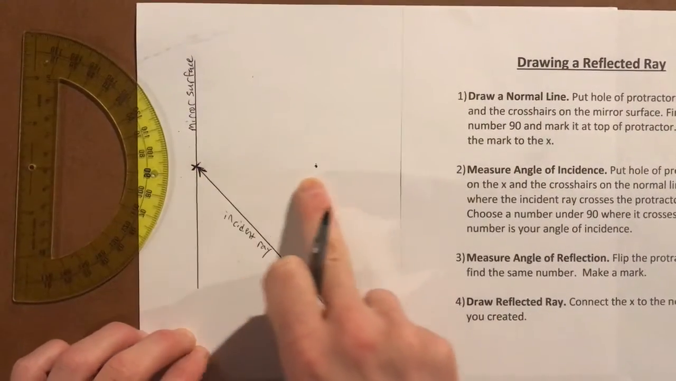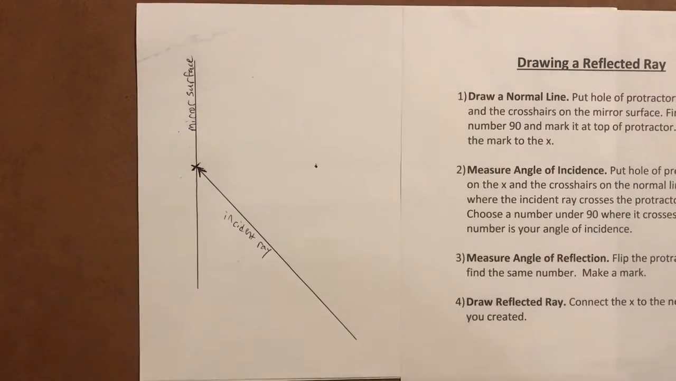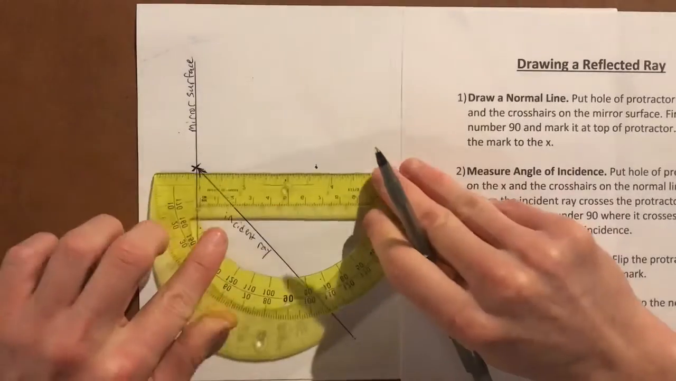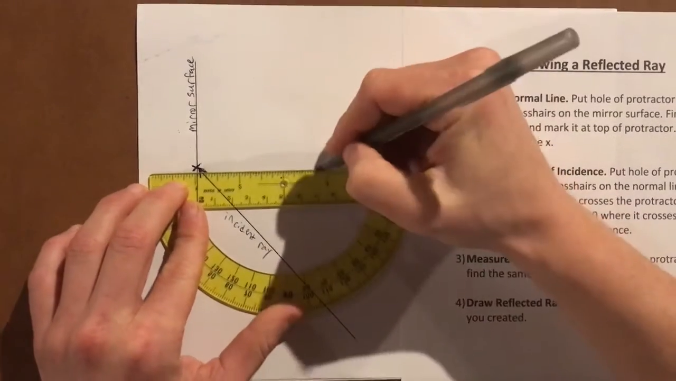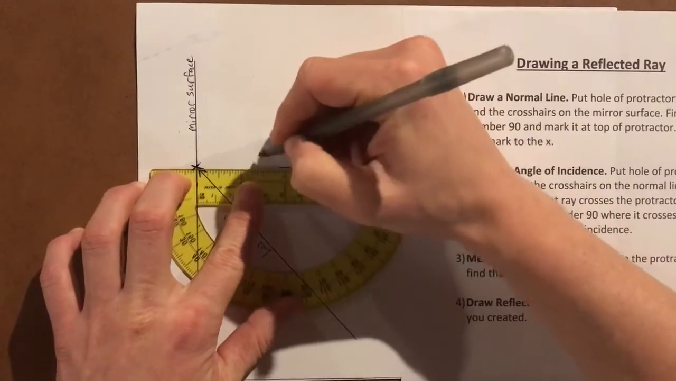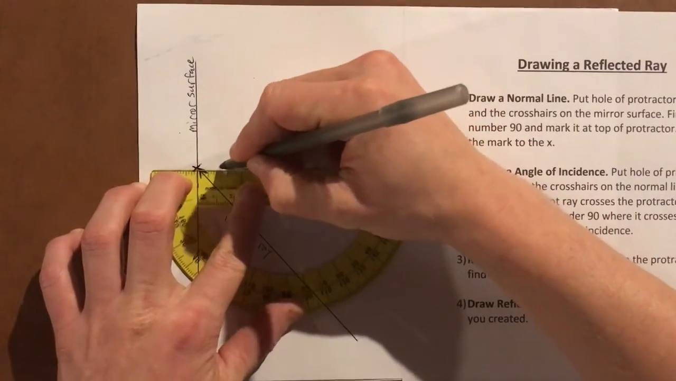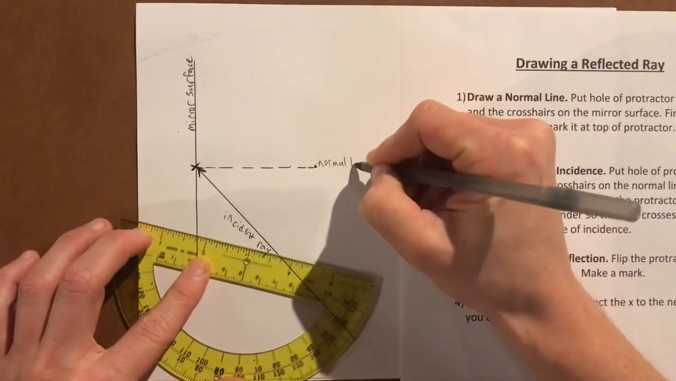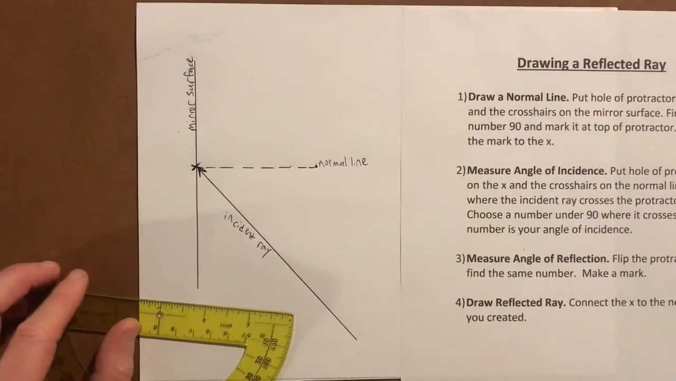And then the line should come out straight from your mirror, okay? You mark where the number 90 is, and connect that mark you just made to the X with a dotted line. And that's rule 1. That's how to draw a normal line, all right?